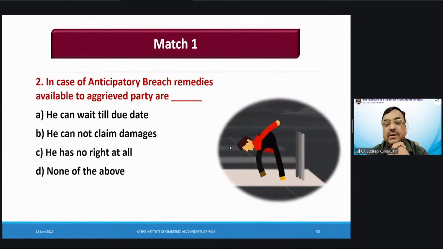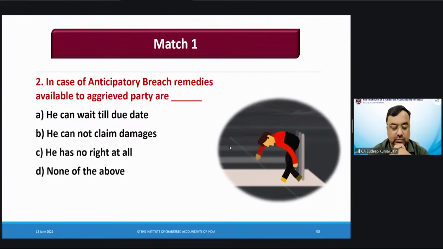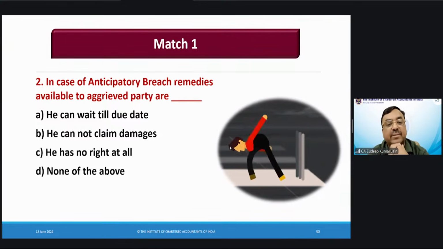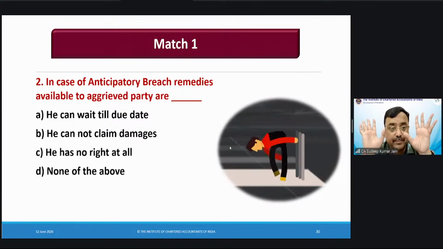Second question: in case of anticipatory breach, remedies available to the aggrieved party are: he can wait till the due date, he cannot claim damages, he has no right at all, none of the above. Select the best option.